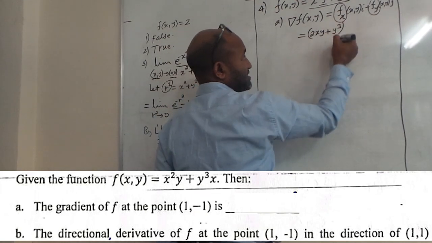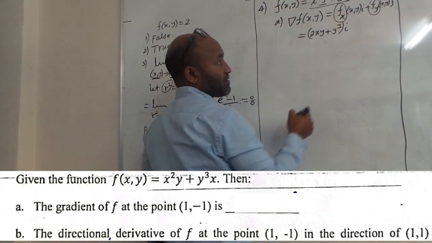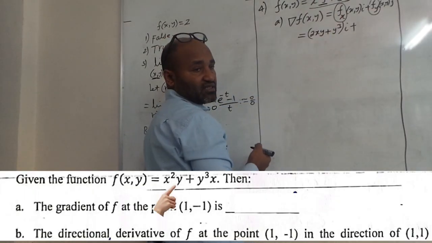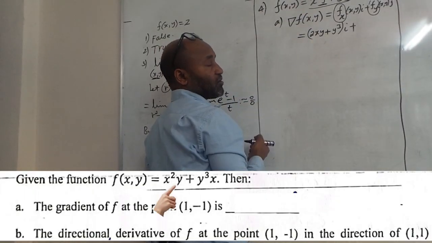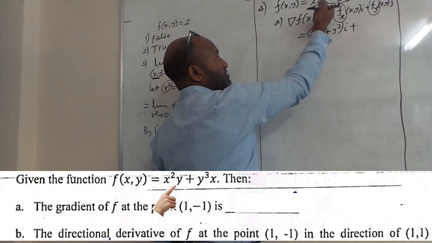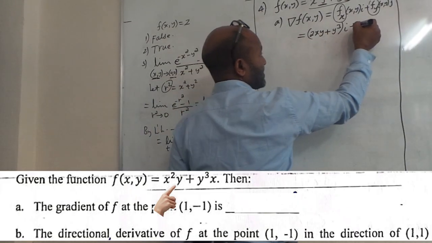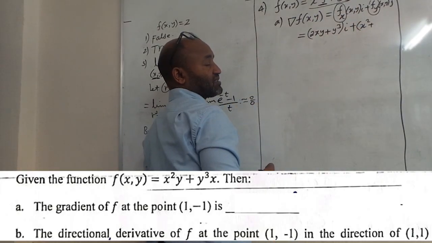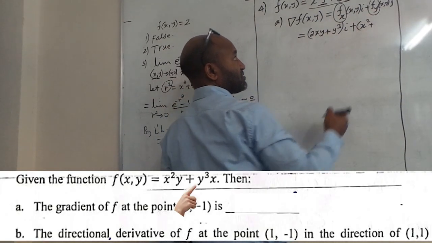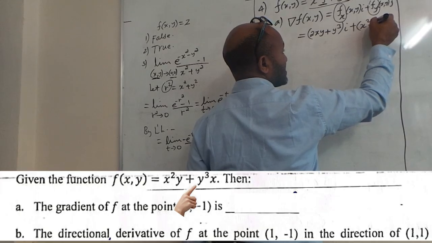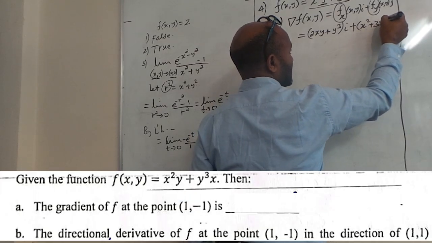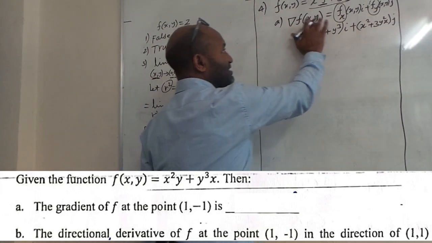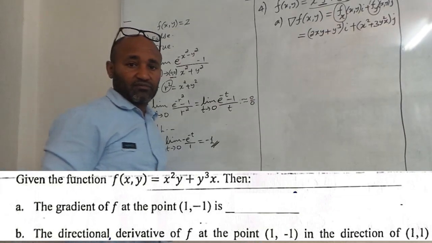So this is fx in the i direction, plus with respect to y: when we differentiate with respect to y, x squared is constant. So the derivative of y is 1, it becomes x squared, plus the derivative of y cubed times x, where x is constant. The derivative of y cubed is 3y squared, so it becomes 3y squared x in the j direction. This is the gradient of the function at an arbitrary point (x, y) in the domain.